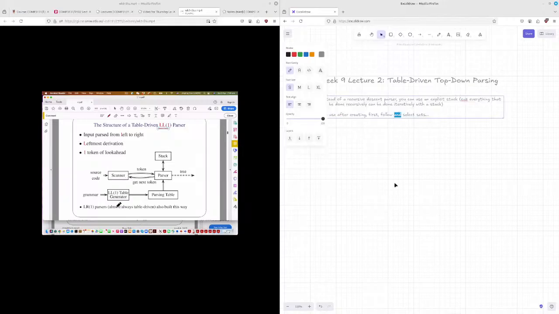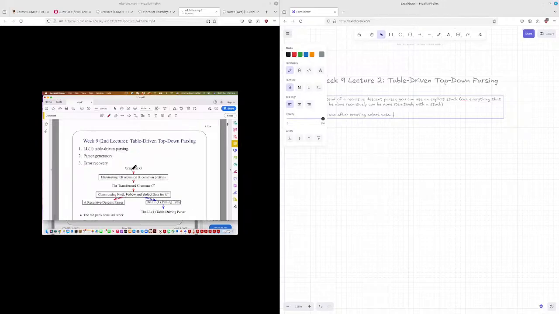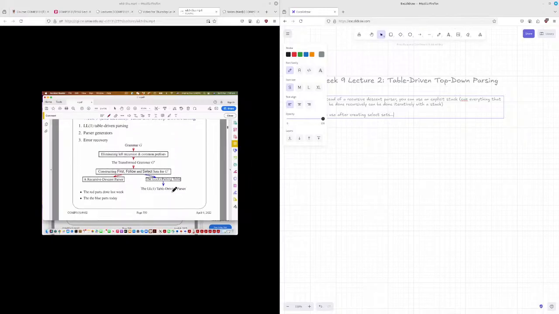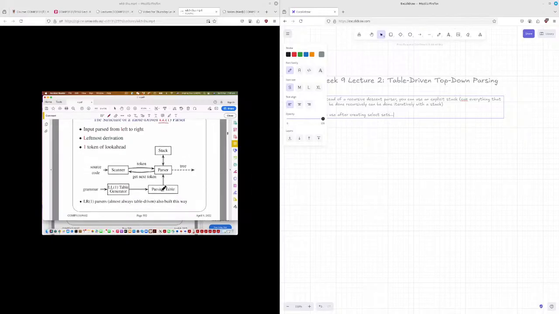Okay, so the so-called LL(1) table-driven parser generator simply works as follows. All you have to do is give the CFG to this guy. Once you give the CFG to the table generator, it will be busy doing the transformation to eliminate the two types of conflict, computing the first, follow and select sets, and building the table, and then you get a parser automatically.